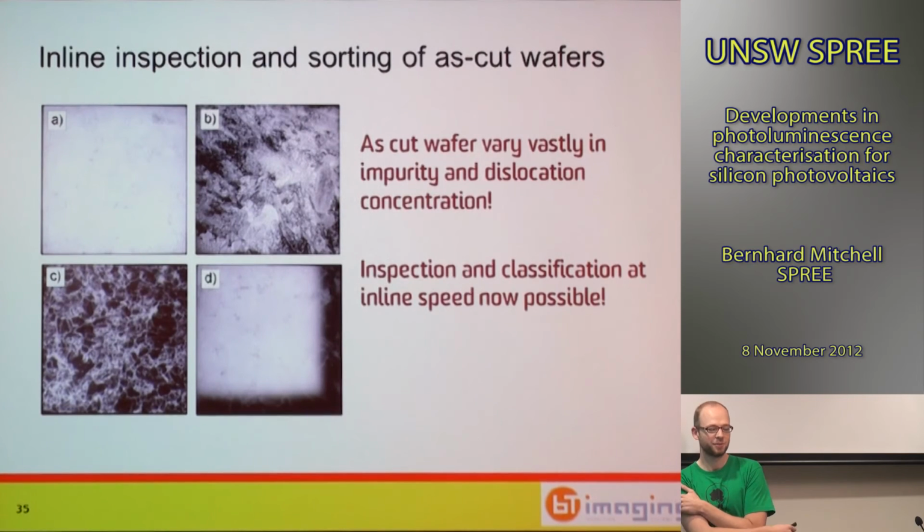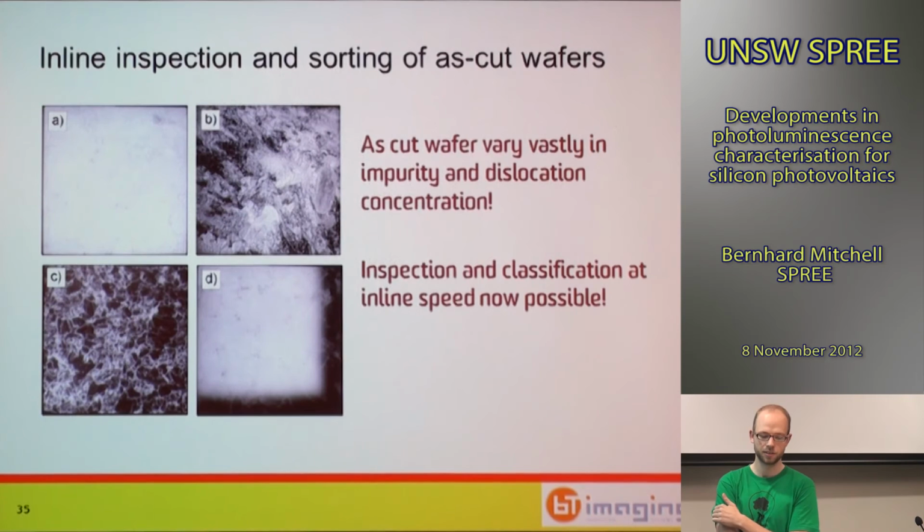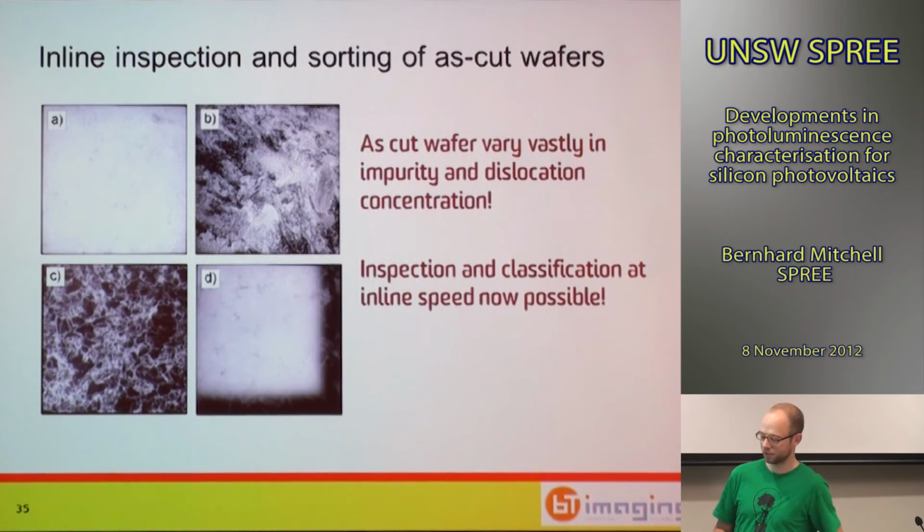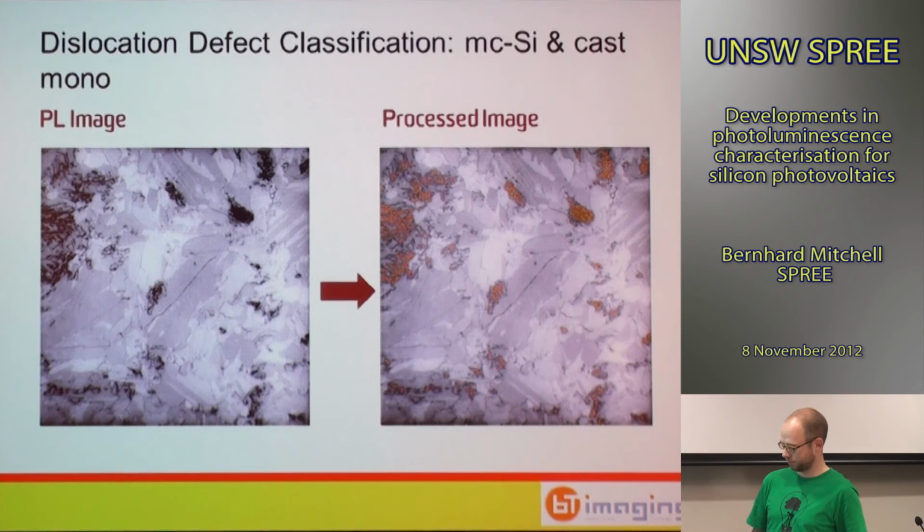Now the presentation swaps to inline inspection and sorting of multicrystalline wafers. This data is supplied by VT Imaging. As you could also see on the brick, these wafers vary vastly in quality, which means they vary vastly in impurity concentration and dislocation concentration. The impurity concentration shows up with the effective lifetime contrast, which we see in PL images.